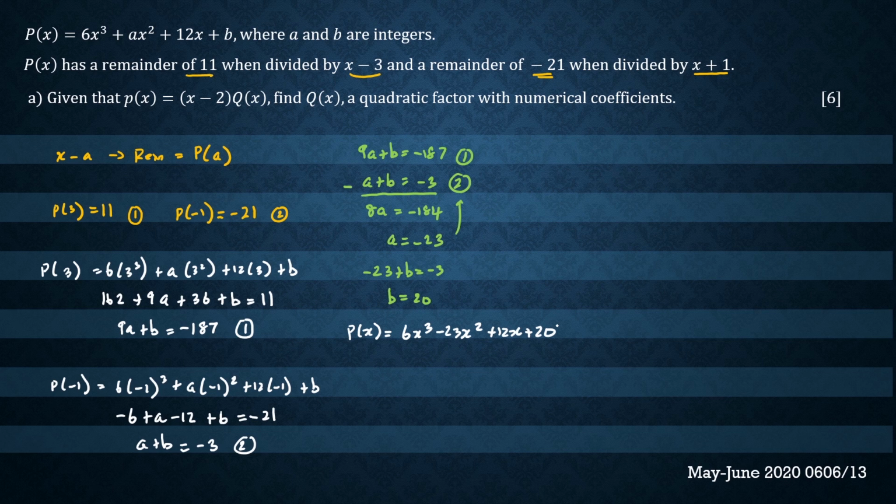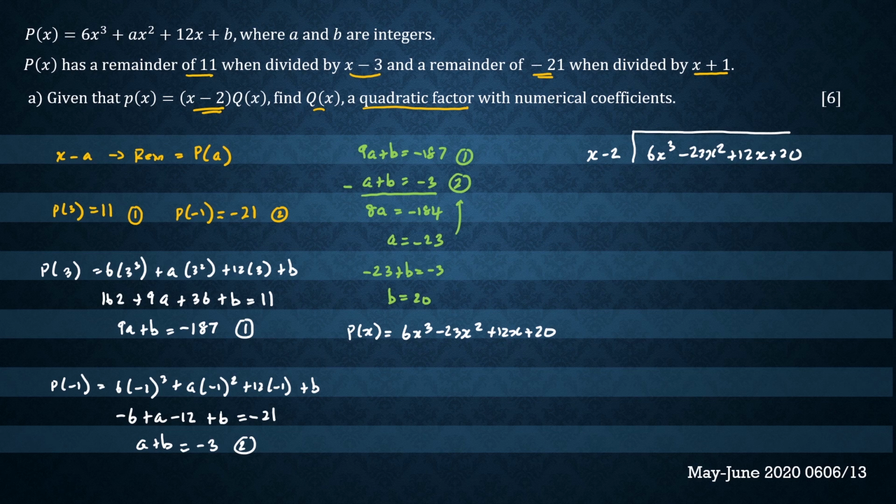So now we can actually do part A. The question states that q(x) is a quadratic factor. So if this is a quadratic factor, x minus 2 is also a factor. That's a linear factor. So we'll divide x minus 2 into the polynomial we calculated, which is 6x cubed minus 23x squared plus 12x plus 20.